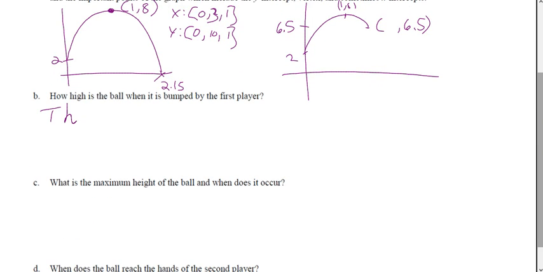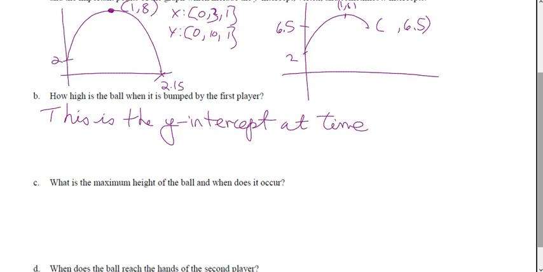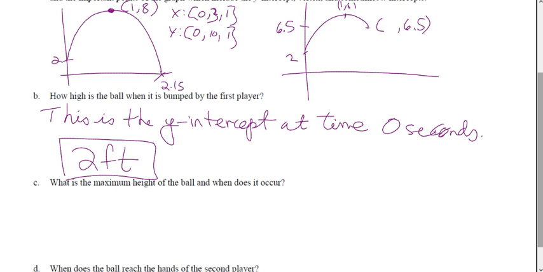This is the y-intercept. That time plus you, 0 seconds. Okay, so it's 2 feet. You can go second calc, value, put in an x value of 0, right? Or you can look at the equation.